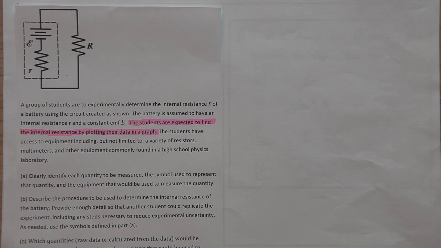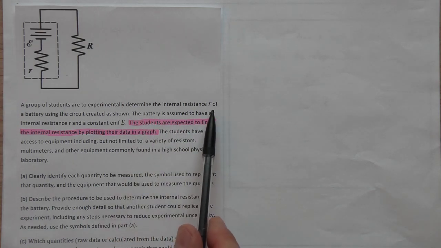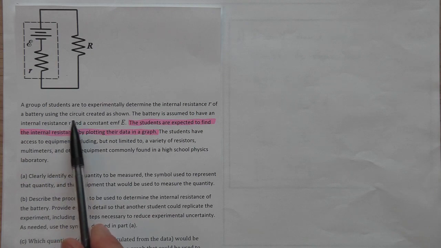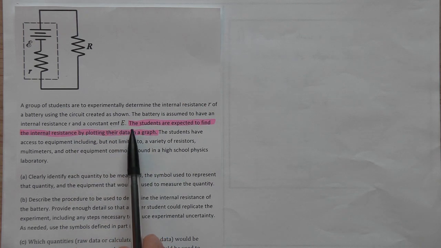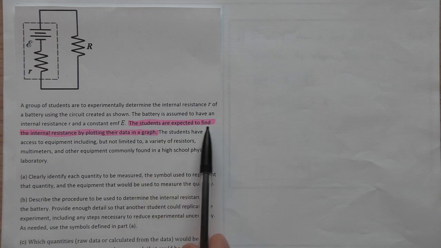So again, the question is from AP Classroom, FRQ: short, a design your own experiment type of question. You've seen it, you've read it, and you've solved it, but I'm going to read it anyway. They provided you this little picture of a circuit, and they said a group of students are to experimentally determine the internal resistance, capital R, of a battery using the circuit created as shown. The battery is assumed to have an internal resistance of little r and a constant emf, the symbol there. And I highlighted this: the students are expected to find the internal resistance by plotting their data in a graph.